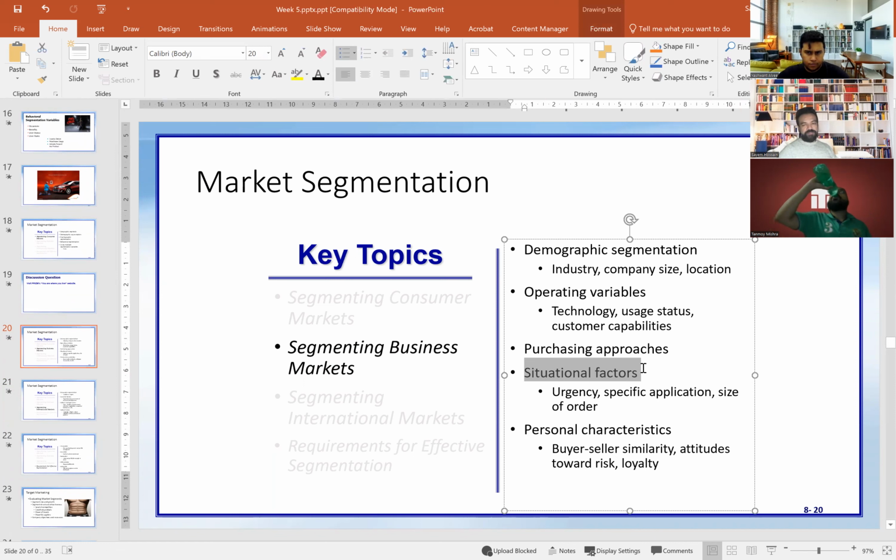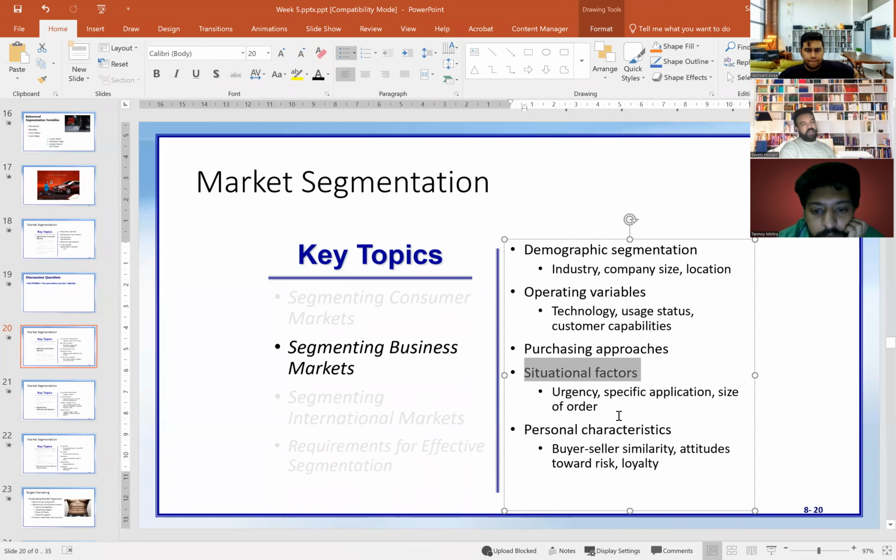Situational factors: urgency, specific application, size of order. So these are more contextual. Based on some of the situational characteristics of the business, you can segment the business market: how urgently they need the product, the application, size of order, things like that.